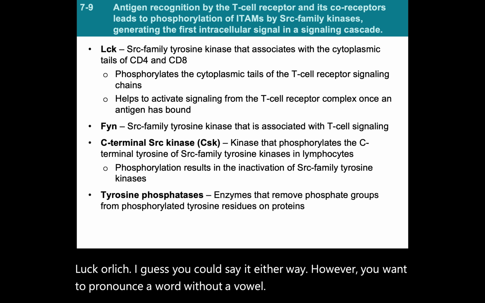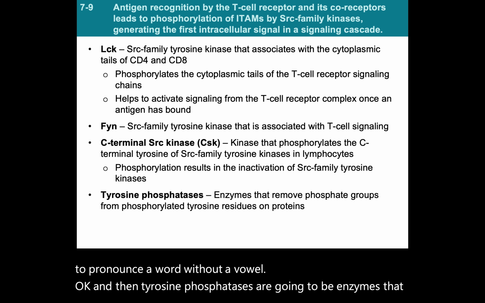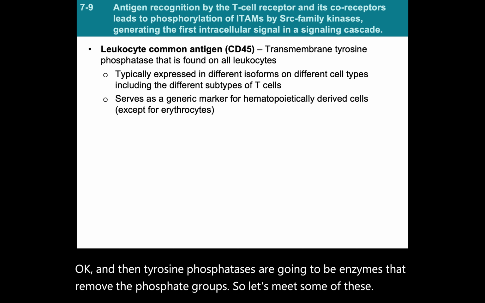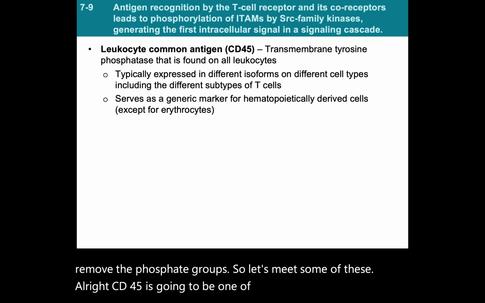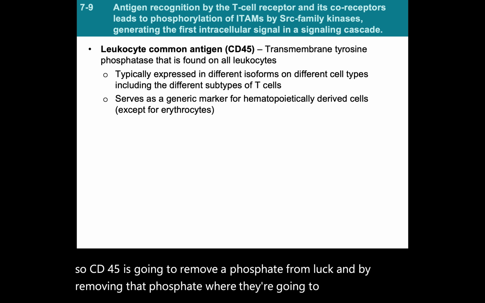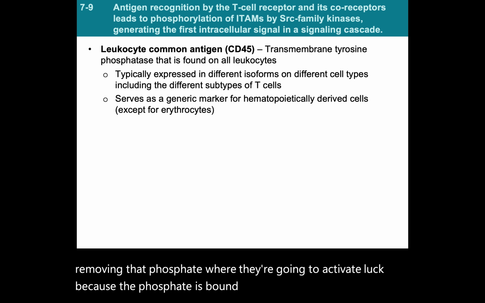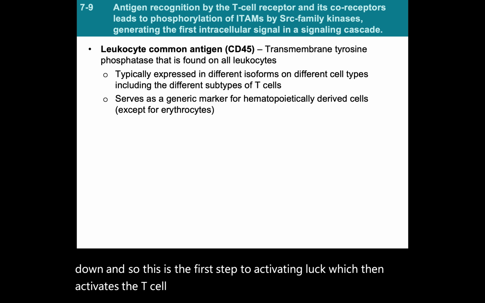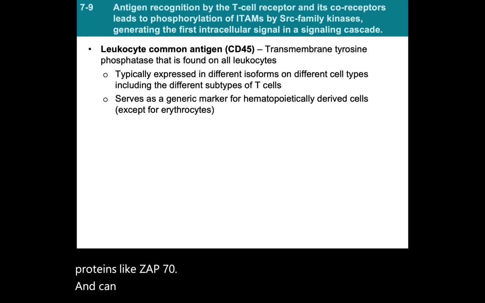Okay, and then tyrosine phosphatases are going to be enzymes that remove the phosphate groups. So let's meet some of these. All right, CD45 is going to be one of these tyrosine phosphatases. So CD45 is going to remove a phosphate from Lck. And by removing that phosphate, we're then going to activate Lck because the phosphate is bound and it kind of locks the Lck protein down. And so this is the first step to activating Lck, which then activates the T cell receptor, which then can bind to all these other proteins like ZAP70 and can set off further activation steps.